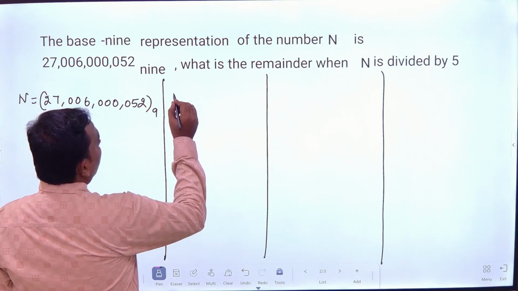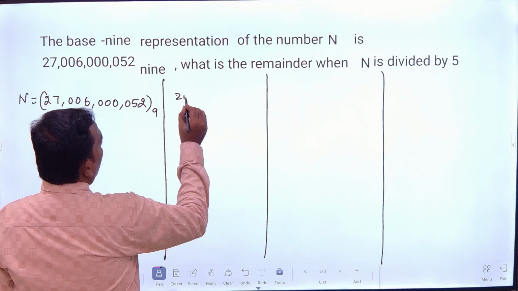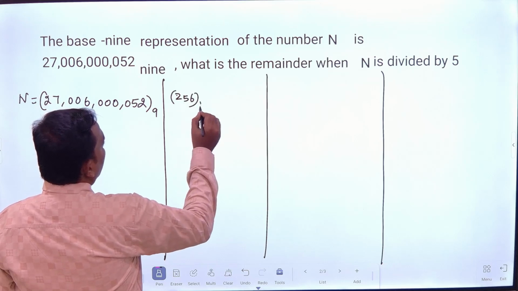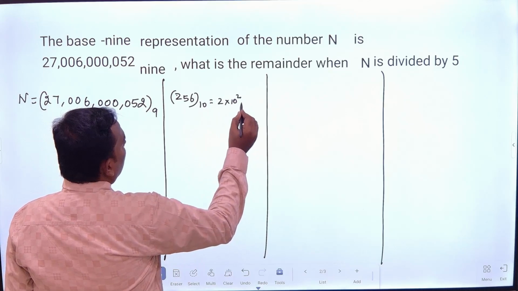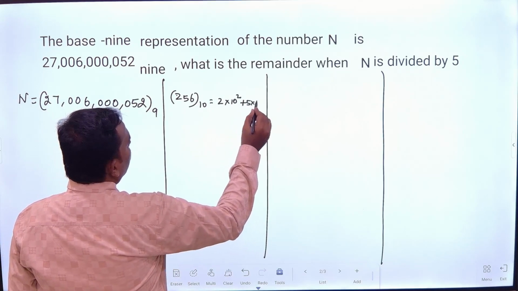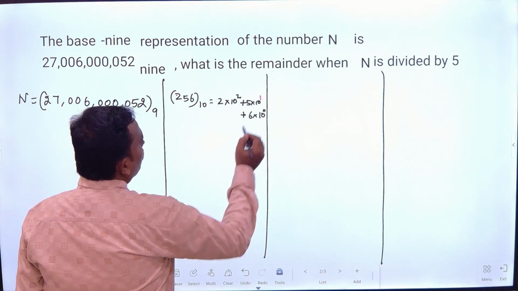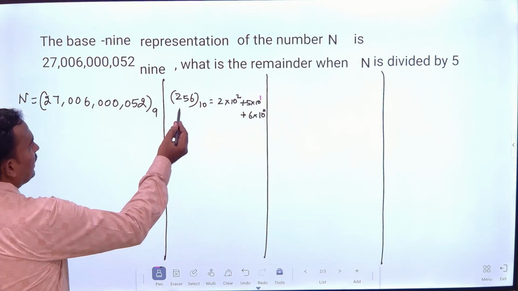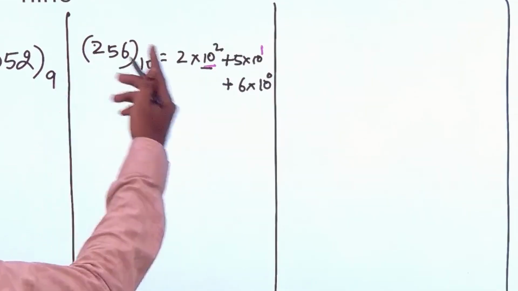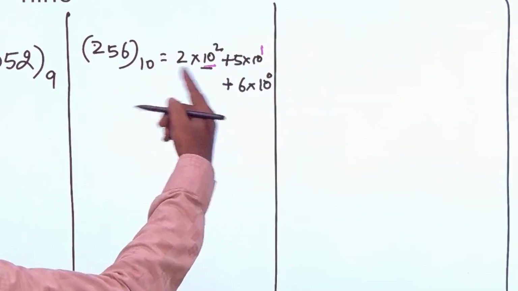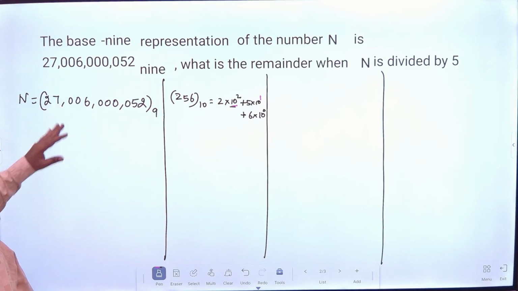First is base representation. For example, if I take 256 in base 10, how to write? 2 into 10 square plus 5 into 10 power 1 plus 6 into 10 to the power 0 we can write. If 3 digit is there, base 10 means 10 square. If 4 digit is there, you can say this is the base power 3. Understood? The same idea you can apply for this question also.